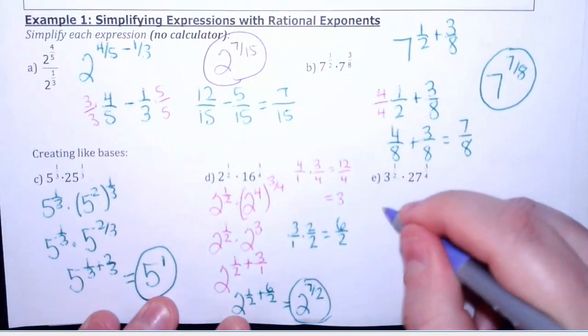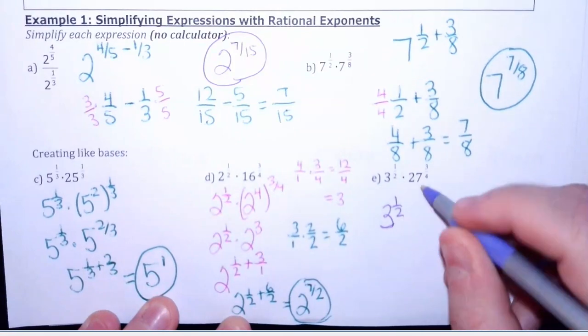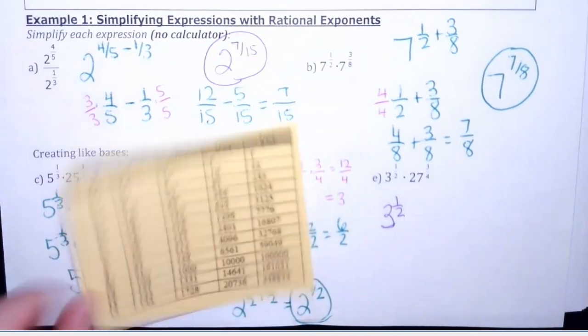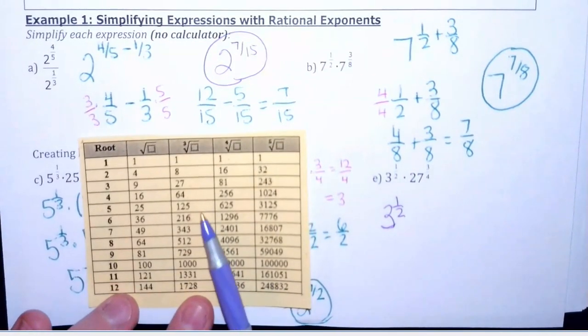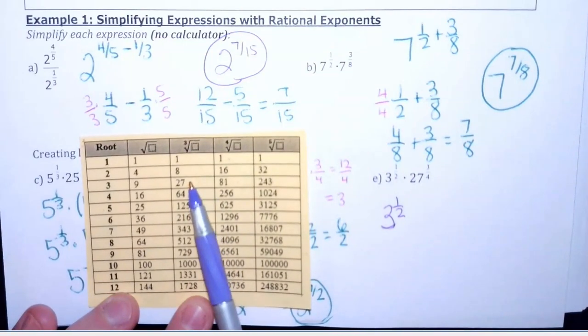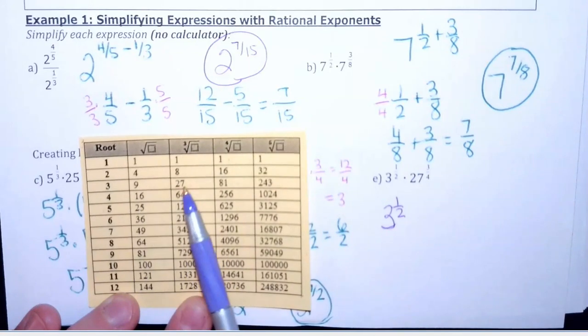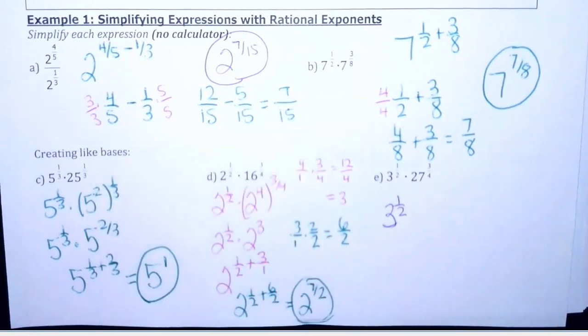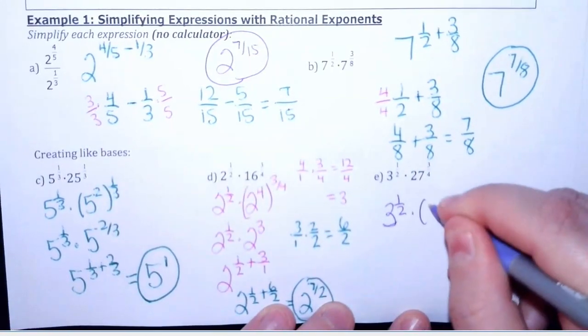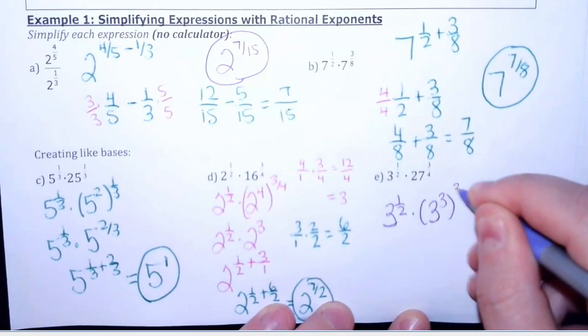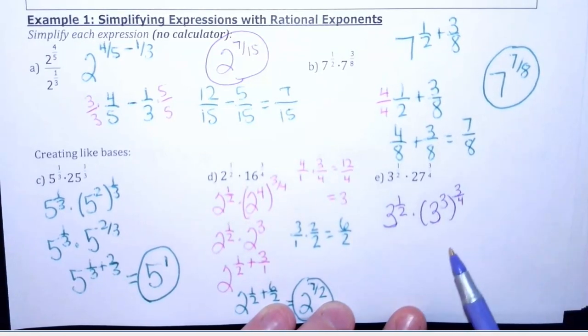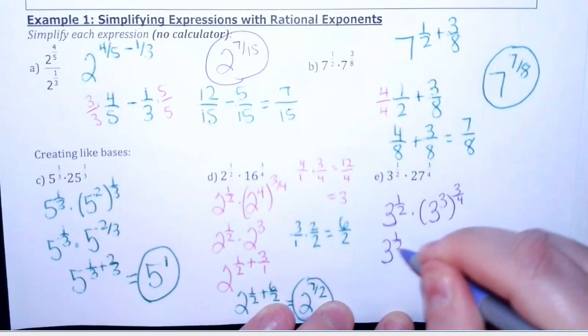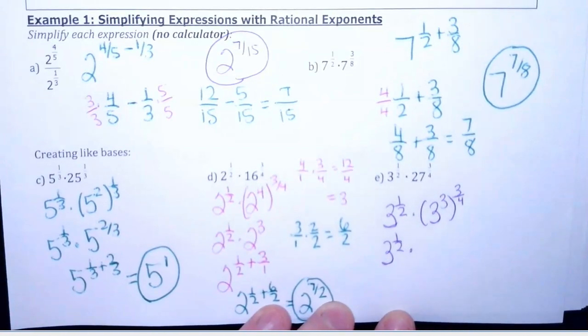And I've got one more here to practice. This is 3 to the 1/2 times 27. If you want to come back here, find the 27. This is in your third root column. This is 3 to the 3rd power. 9 is 3 squared, and this is 3 to the 3rd. So I'm going to rewrite 27 to get my like base as 3 to the 3rd. All right, and so this is 3 to the 1/2.